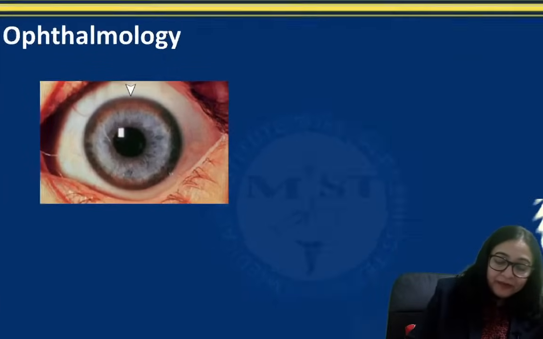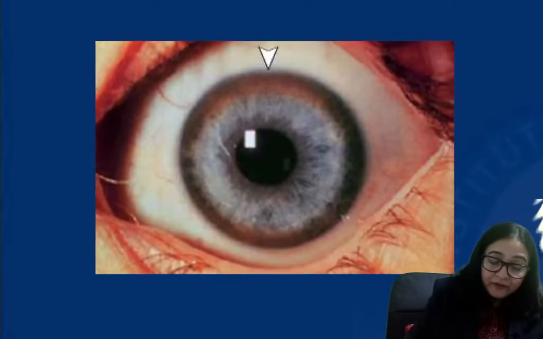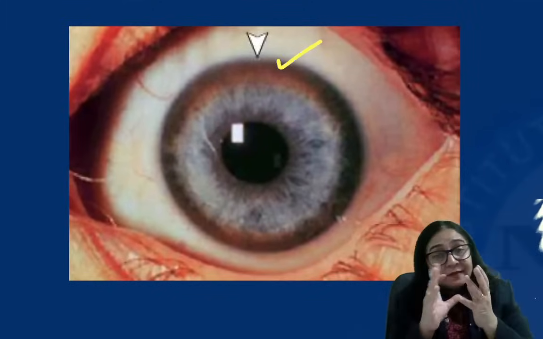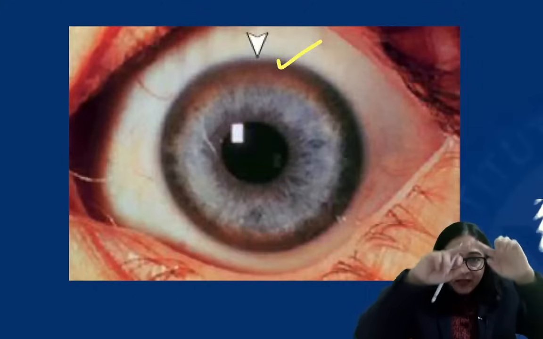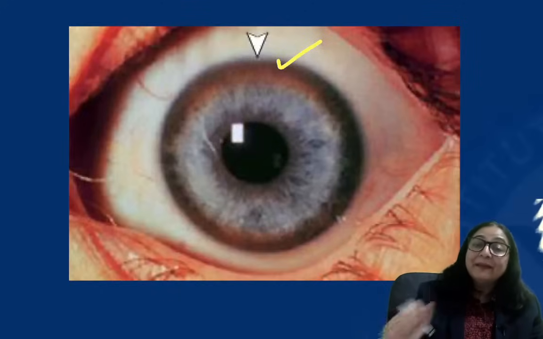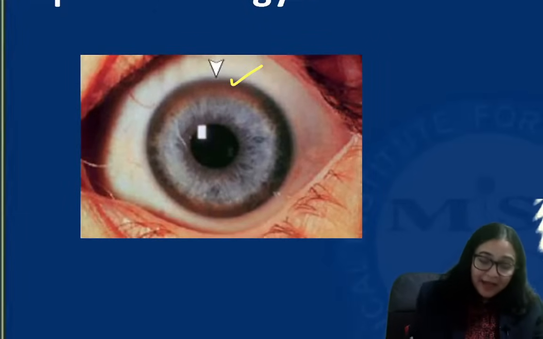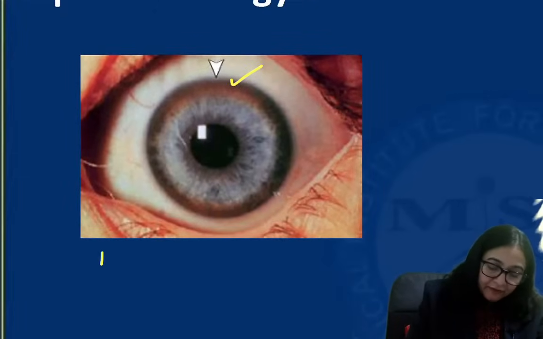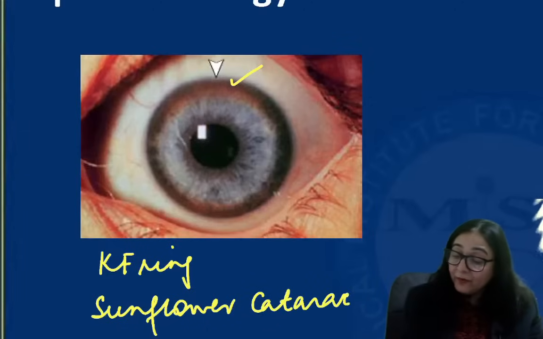And let's take this opportunity to see how the KF ring looks. Okay, so you see this brownish ring here. It can appear as a brownish ring, a yellowish brown ring, or a greenish brown ring. So a ring in the peripheral part of the cornea because of the deposition of copper in Descemet's membrane is a finding which you will see in Wilson's disease in the eye, the KF ring. Besides the KF ring, the other thing which you can see is sunflower cataract. Okay? Perfect.